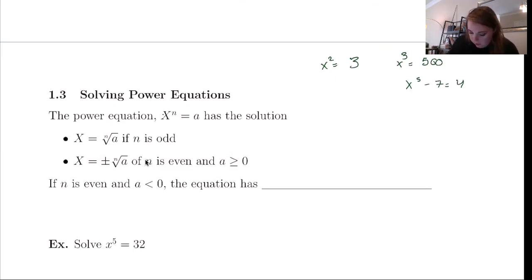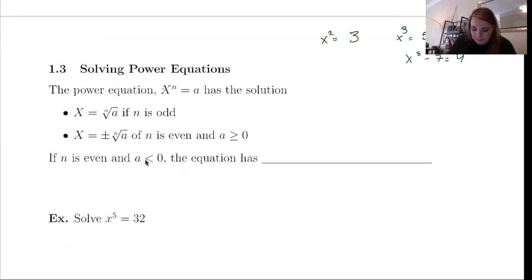So now I have x to some value eventually will equal some constant. Again, with power equations, I'm only going to have really one x involved. I'm not going to have x squared plus x like we saw when we were factoring. I'm just going to have one x involved, and it's going to have a different power, not 1, just because that would not be very fun. All right, so for x raised to the n equals a, the solution options are x equal to the nth root of a if n is odd, and x equal to plus or minus the nth root of a if n is even and a is greater than 0.